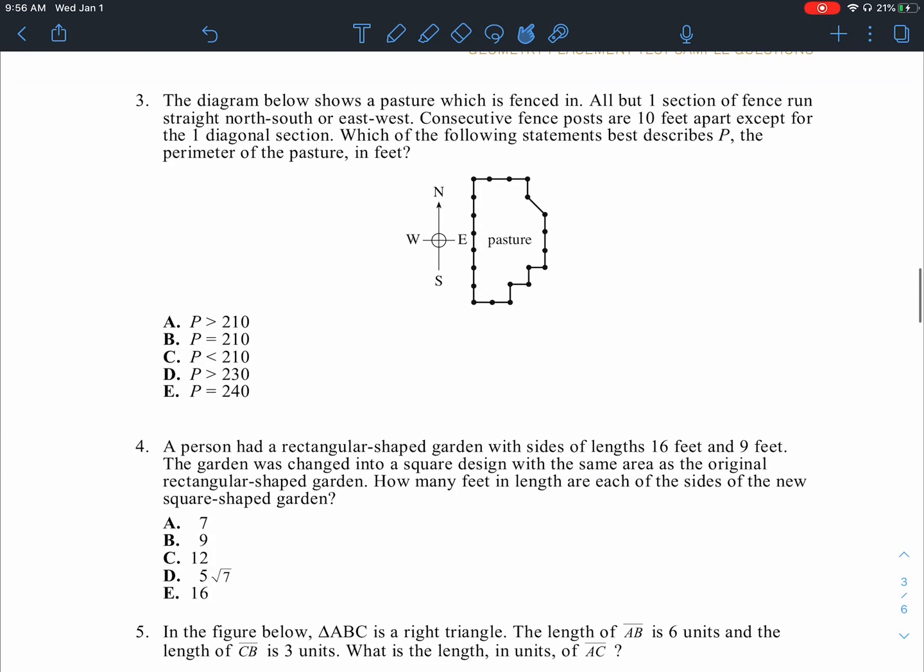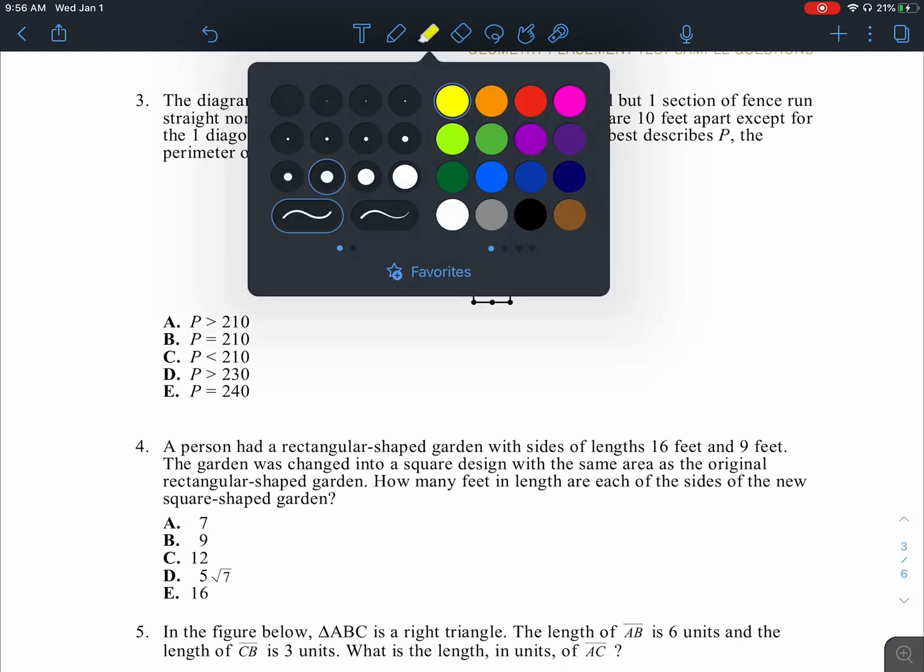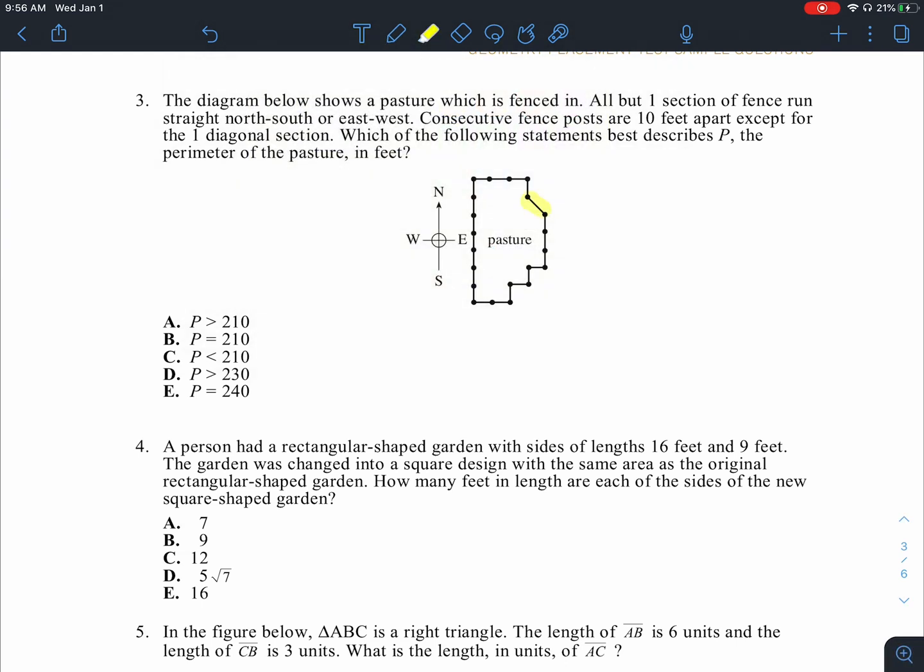Okay. All right, let's take a look at number 3 here. Okay, number 3 says, we have this diagram below. It shows a pasture which is fenced in. All but one section of the fence runs either straight north-south or east-west. Consecutive fence posts are 10 feet apart, except for the one diagonal section. Do you see the diagonal section here? The one diagonal section is right there. Everything else is either vertical or it is horizontal, and it mentions that those are 10 feet apart.